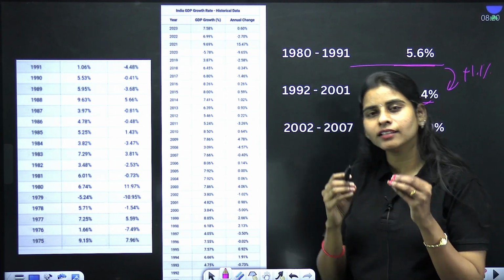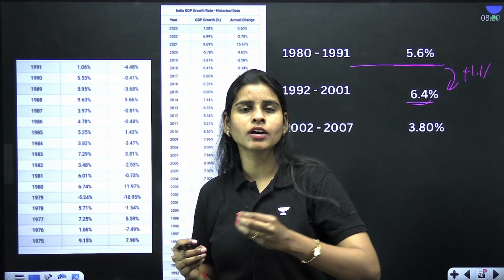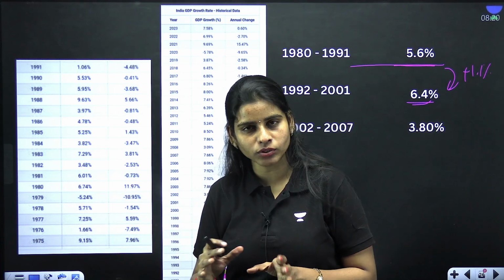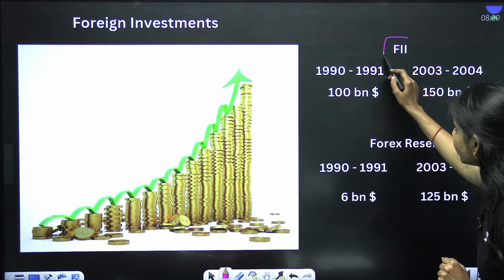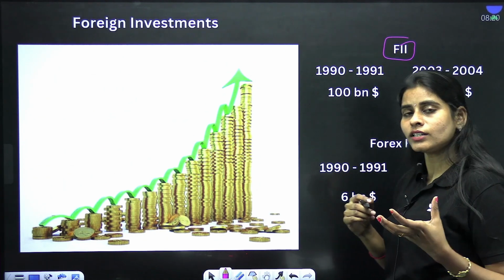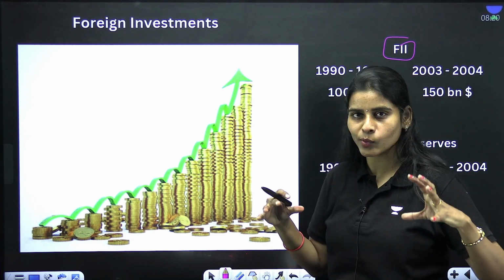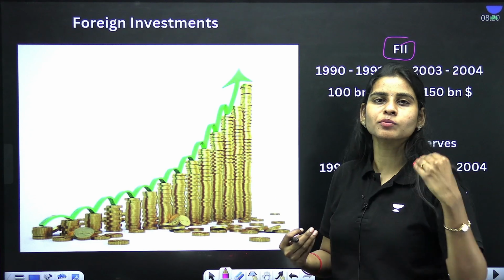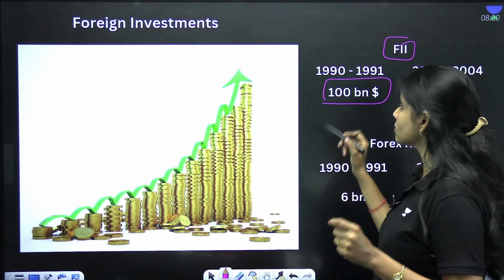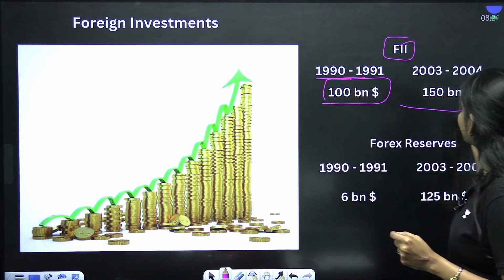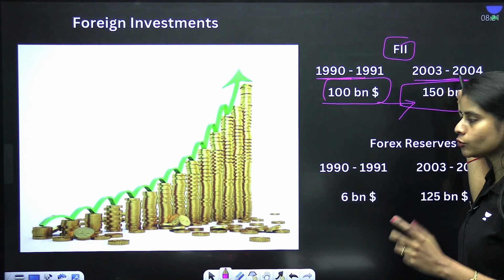Clear? So we can say that the GDP of India has actually increased. And talking about the post-reform period, now we have about 7.6% growth in GDP, right? Okay. But then what happened to the foreign investments? The foreign investments also increased because of expanding the scope of foreign investments in India, allowing foreign portfolio investments, institutional investments, etc. You can see here it was just $100 billion in 1990 to 91, which increased from 100 billion to 150 billion in 2003 to 2004.